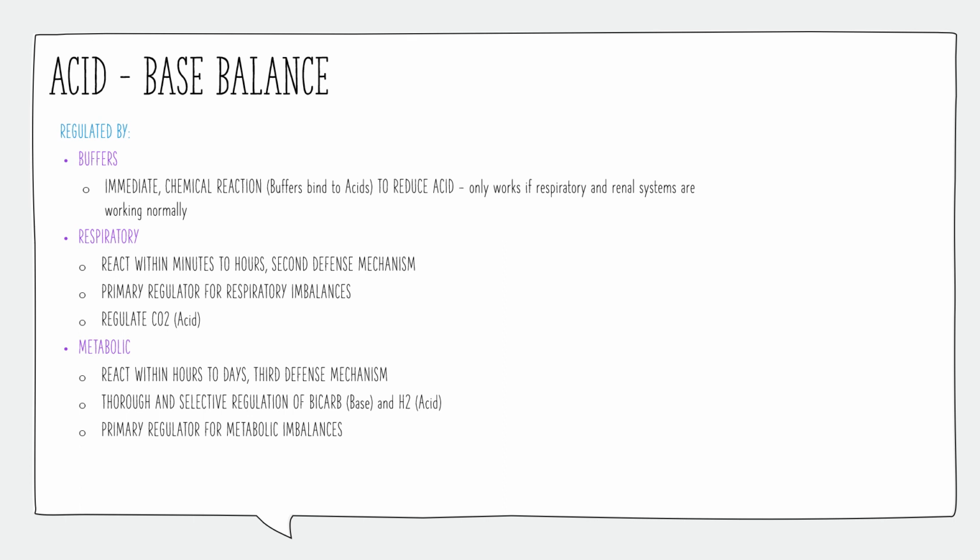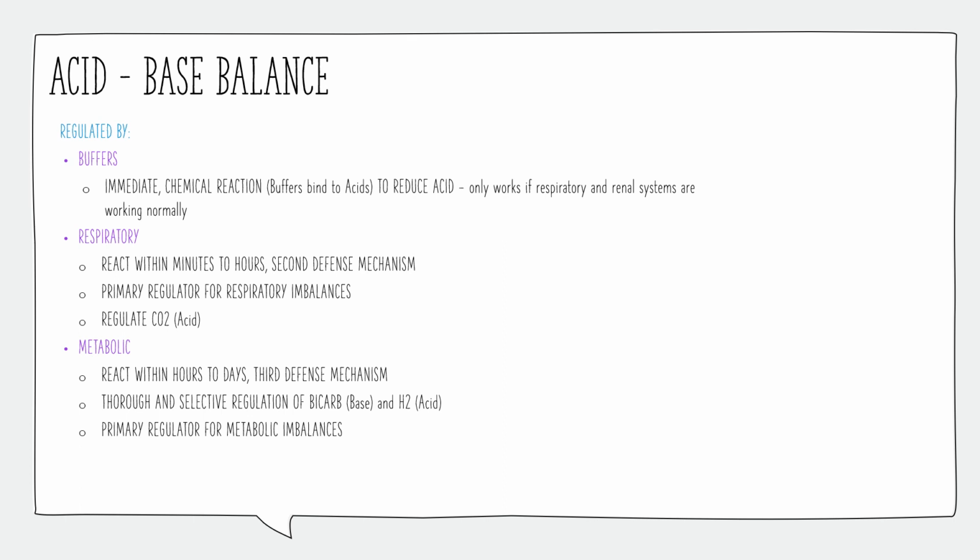Respiratory also kicks in fairly soon. It reacts within minutes to hours, and it's our second defense mechanism against acid-base imbalances. Respiratory is the primary regulator for respiratory imbalances. However, it does kick in with metabolic, just like metabolic kicks in with respiratory. But it's the primary regulator for respiratory imbalances. It helps us regulate our CO2.